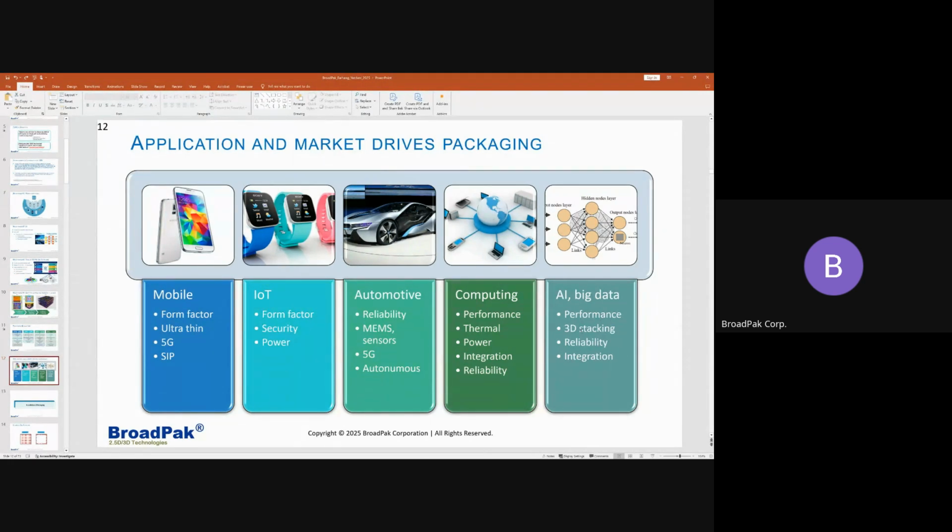performance. We need to do some of the 3D stacking, meaning to stack the memory dies probably on the top of the compute die to increase the memory bandwidth to the logic. The reliability is important, and then how we integrate that is also going to be important. So each market has its own packaging requirement and emphasis.